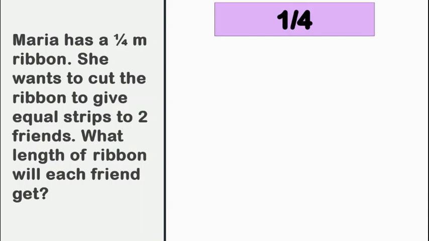So we have here a rectangular strip wherein we will represent the 1/4 meter ribbon of Maria. So if we will cut it, we need to divide it by 2 because Maria has two friends.